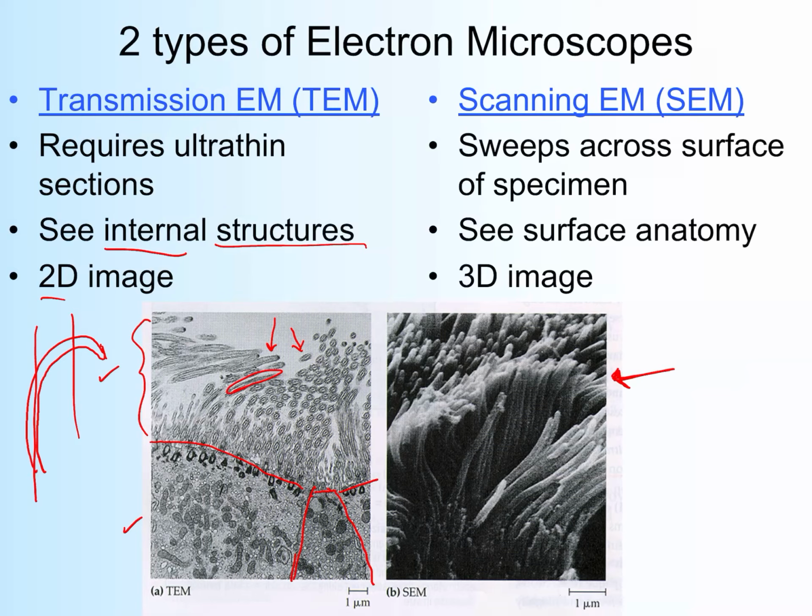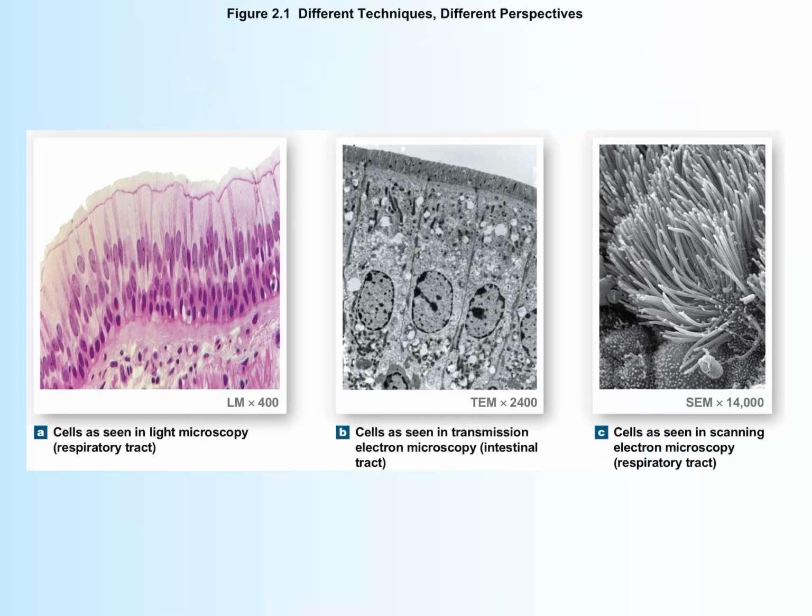In the second kind of microscope here, the scanning electron microscope, this one is meant to see surface anatomy very, very clearly and very precisely. So it sweeps across the surface of the specimen, and it gives you a really wonderful three-dimensional image. So you can see, obviously in this picture on the right, how we have the cilia in 3D. So this is a nice look at all three of our microscopes that we talked about so far.